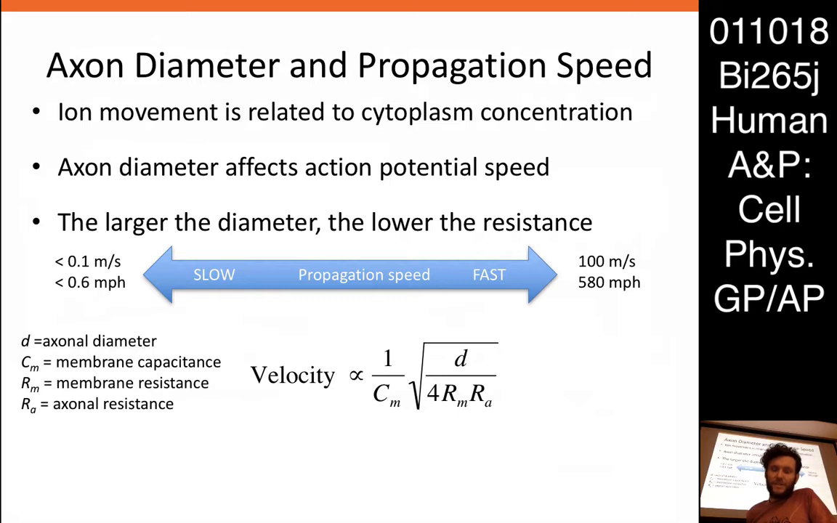As membrane resistance goes up, the velocity goes down as well. Axonal diameter: the larger the axonal diameter, the higher the velocity. So we're trading off membrane capacitance versus axonal diameter is what's happening in saltatory versus continuous. This means that continuous propagation makes up for the losses of not having myelination by being thicker.